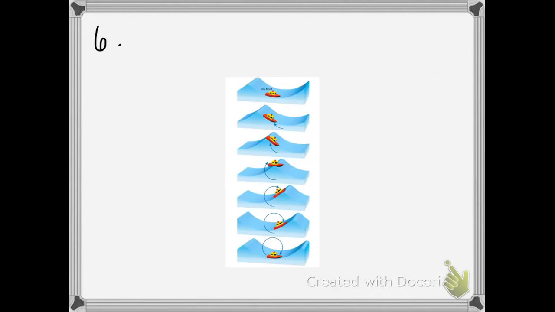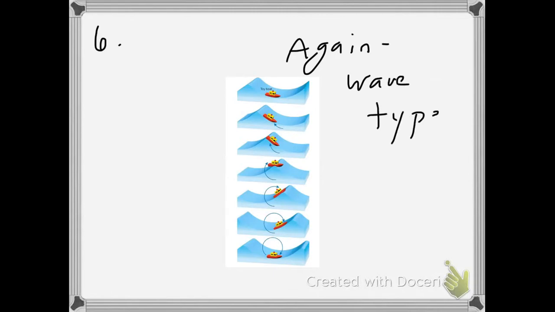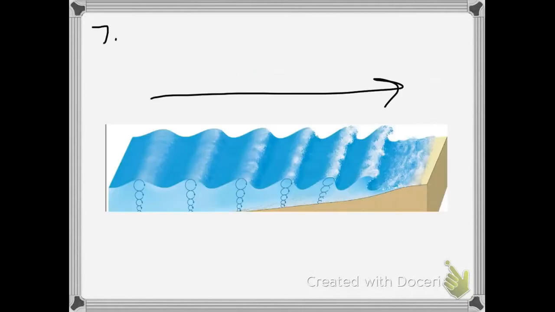So now the first picture for your consideration in question number 6. So again, it's the same question. What wave type is shown in the picture? Okay, this is an oscillation wave.